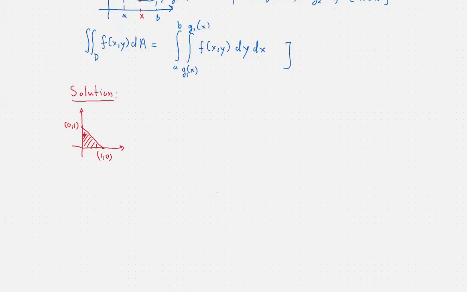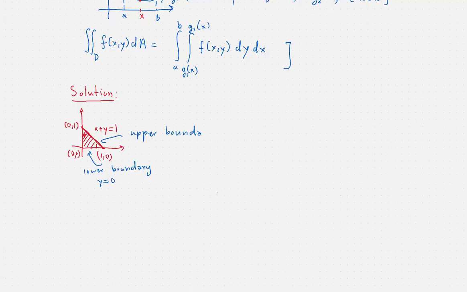But the most important thing here is to know this line segment, how it can be described, and the equation by intercepts for this one is x plus y equals 1. So this makes the lower boundary y equals 0, and the upper boundary will be y equals 1 minus x.